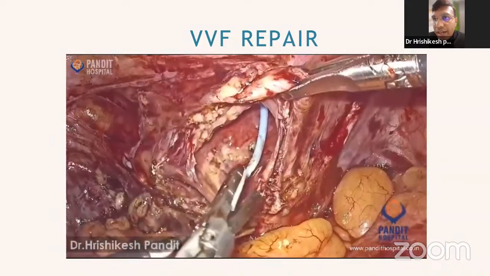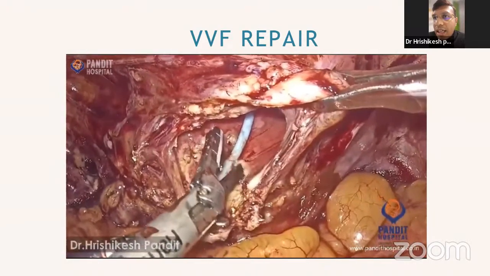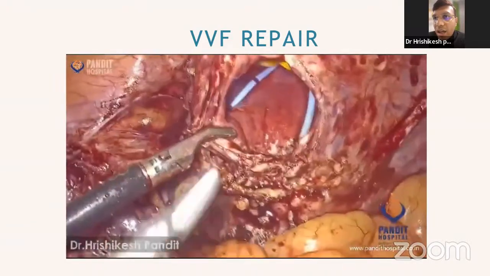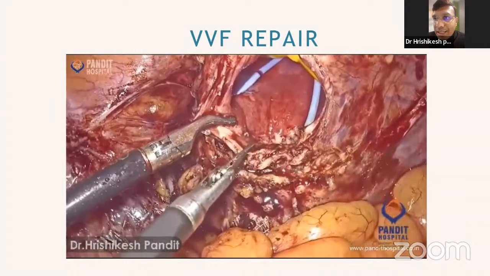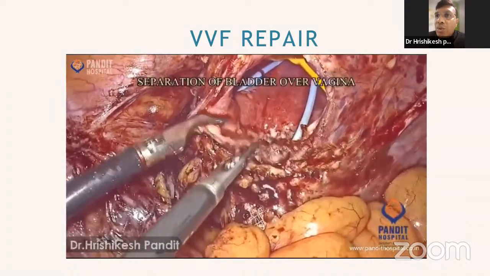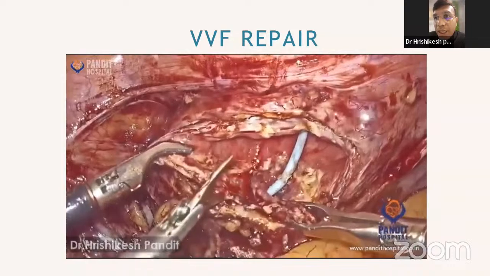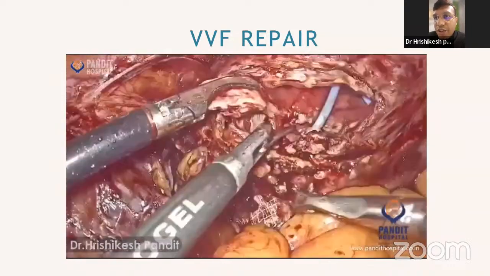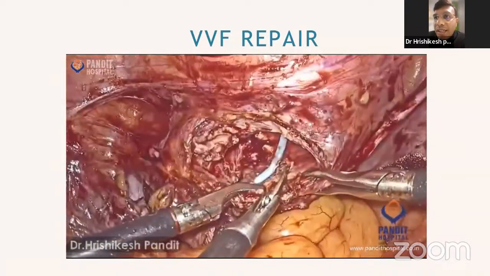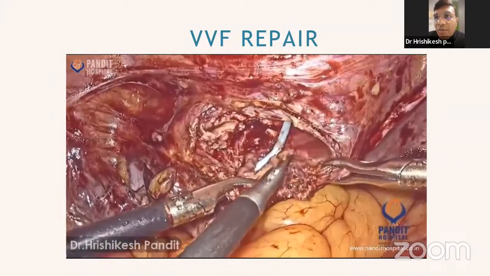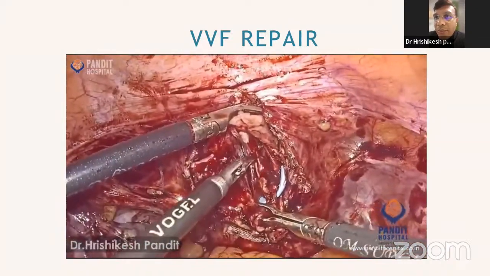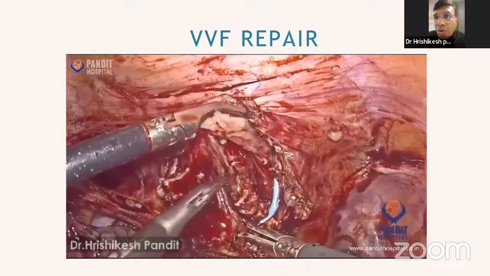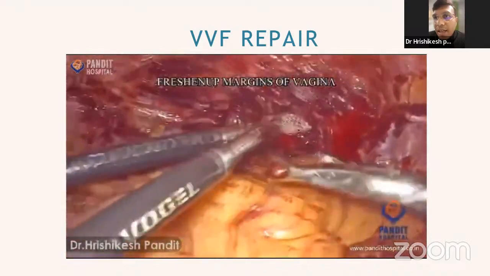Mark the fistula tract. This marking gives you the complete idea till what level you have to excise the fistula tract. Do the sharp dissection between the bladder and the vagina. Free the bladder from the vagina at least 1 centimeter so that you can suture the bladder properly.